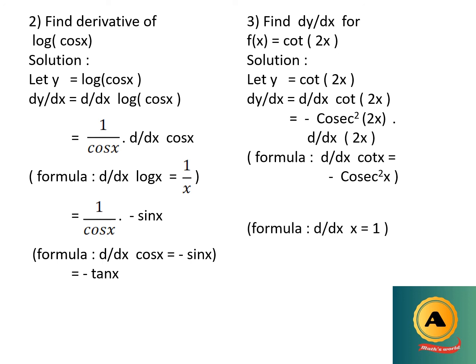Minus cosec square 2x will remain as it is. And apply the formula of derivative of 2x. But here 2 is a real number, that is a constant. So keep it separately. So derivative of 2x can be written as 2 into derivative of x. We have a formula derivative of x is 1. So dy by dx is minus cosec square of 2x into 2 into 1. 2 into 1 is 2, so it can be written as minus 2 into cosec square of 2x. Hence dy by dx equals to minus 2 into cosec square of 2x.